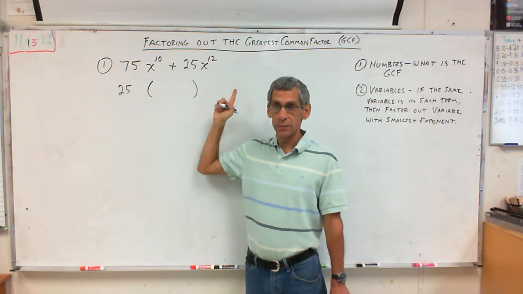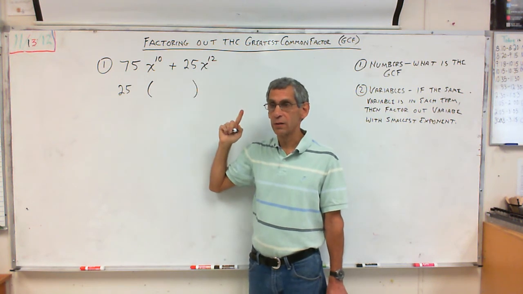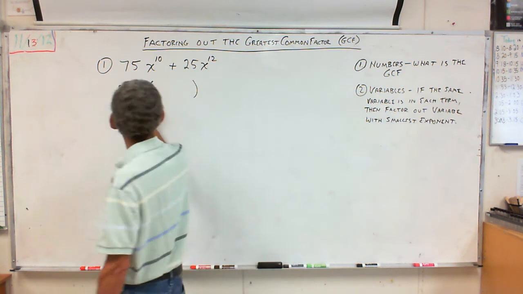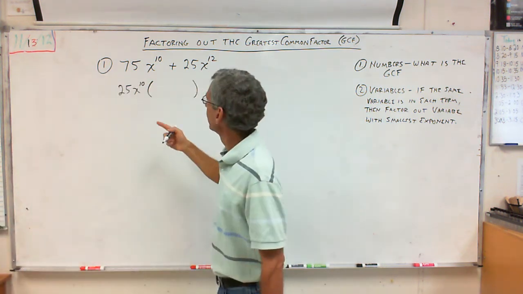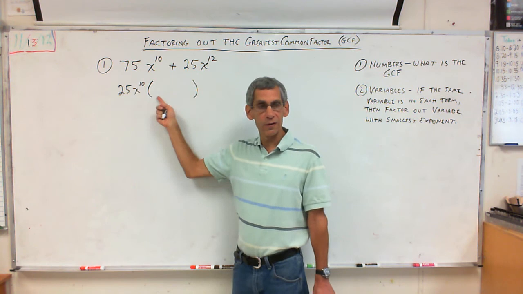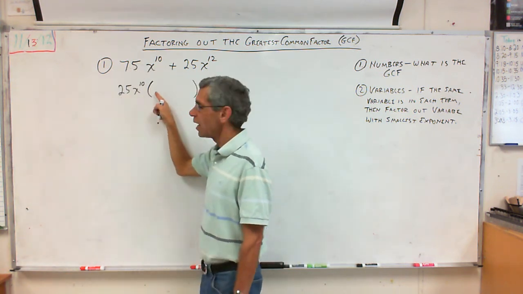Do they both have x's in them? Both terms? Which one has a smaller exponent? Christian? X to the 10th. So I can immediately write x to the 10th right here. Now I'm going to start putting my stuff inside the parentheses. So I'm going to have 25 times what?